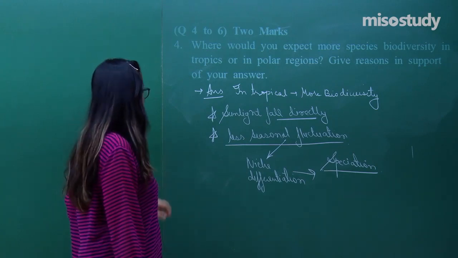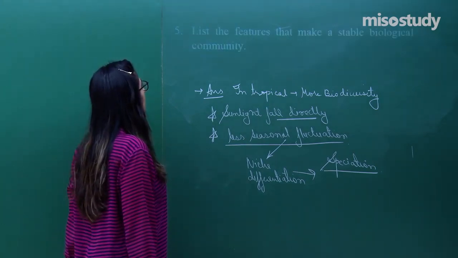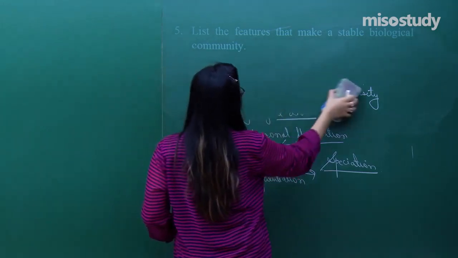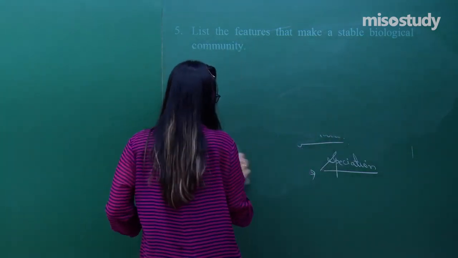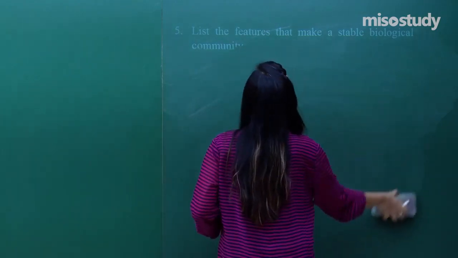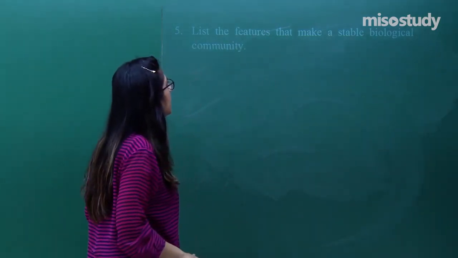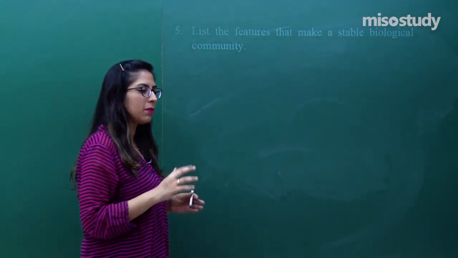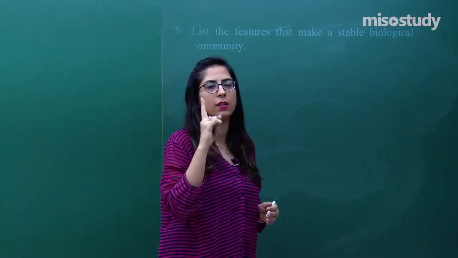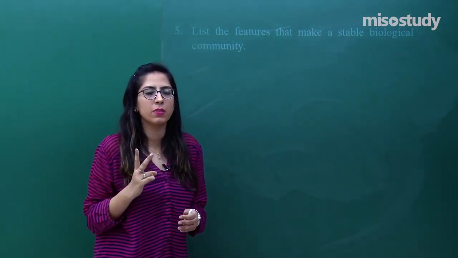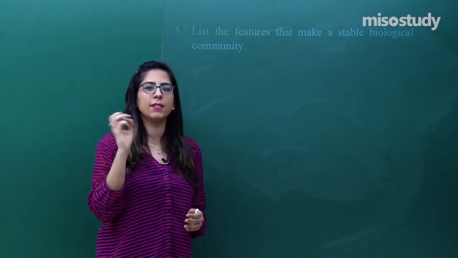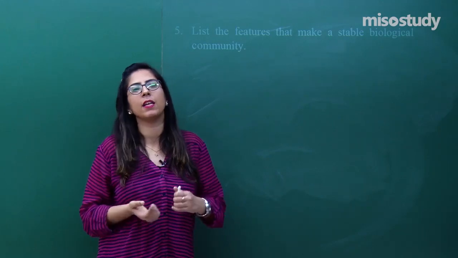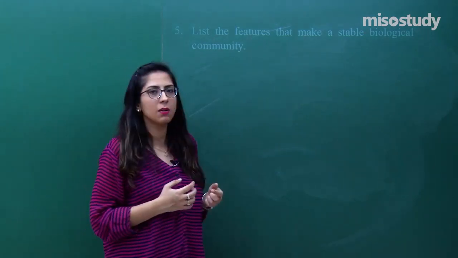Right? Now, let's move towards the next category of question. This is of the same category, the second 2 marks question, number 5. List the features that make a stable biological community. Any community is considered stable when there is less fluctuation in it, and less variation is present. Any human or man-made interference, if it happens, doesn't affect a biological community.